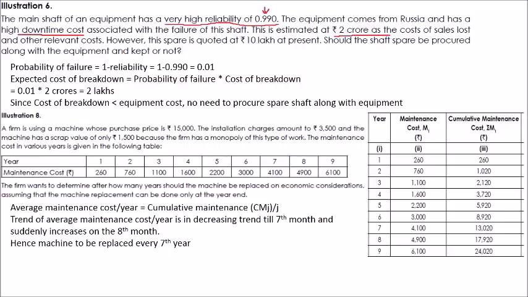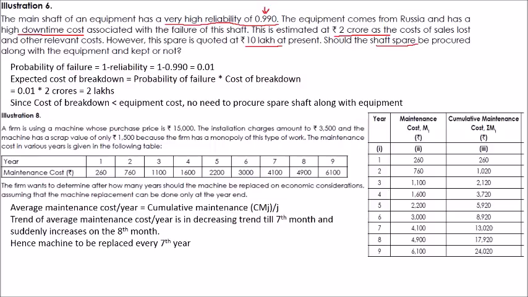Okay, so next, this spare is quoted. To reduce the downtime cost, I am asking for a quotation for spares from the supplier. The supplier has quoted 10 lakh as the cost of the spare. So should the shaft be procured? Okay, now I am buying the shaft. Should I buy or not?